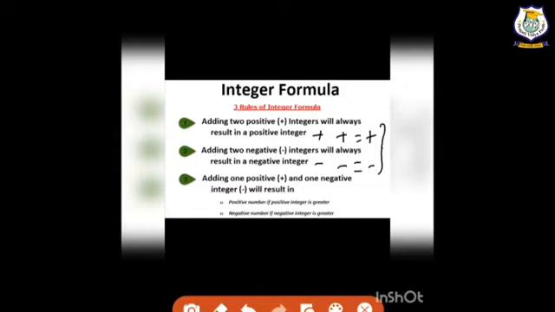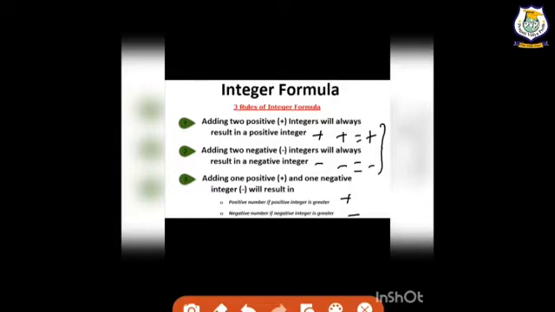Now we will come to our third rule. Adding 1 positive and 1 negative integer: there are 2 possibilities if we have 1 positive number and 1 negative number. If the positive integer is greater, then the answer will come with the positive sign. If the negative integer is greater, then the answer will come with the negative sign.